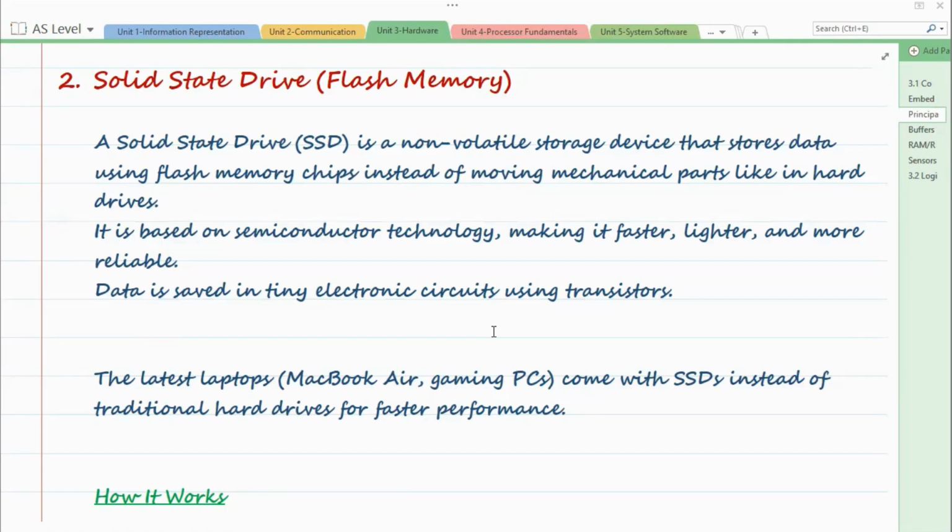Unlike hard disk drives that rely on moving parts like spinning platters, SSDs use flash memory chips that make them fast, lighter, and way more reliable. And it is based on semiconductor technology, right? Data is stored in tiny electronic circuits using transistors. Your latest laptops like MacBook Air and gaming PCs, they all use SSDs. That's why your systems are so fast these days.